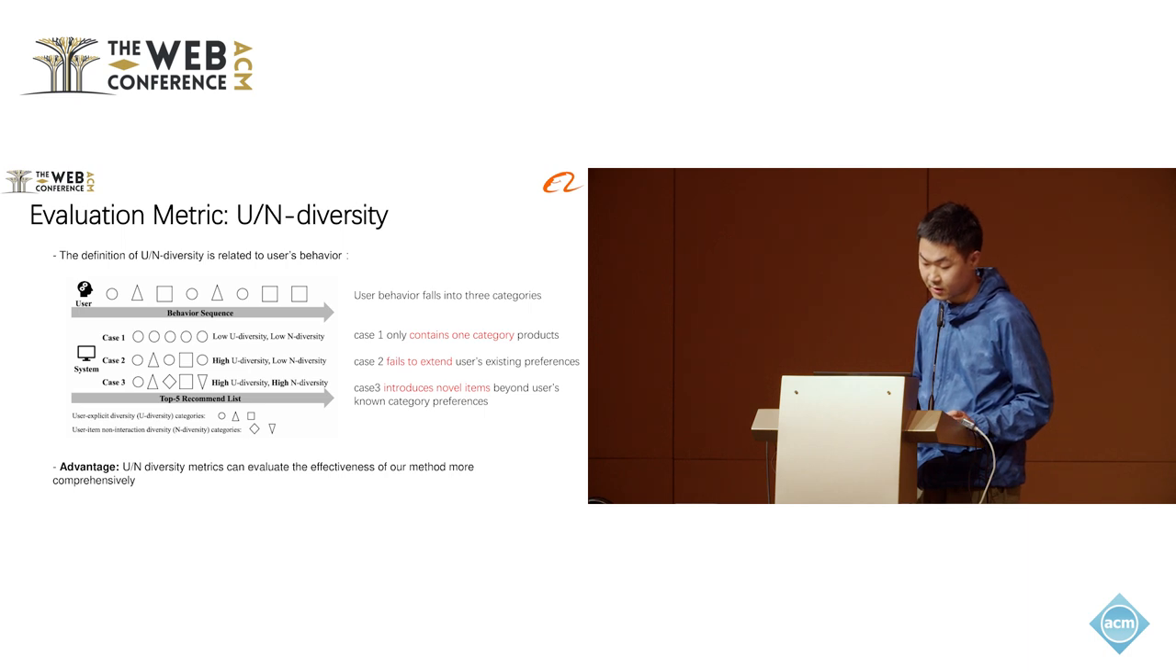And the case two recommendation list contains multiple categories, but it fails to extend the user's existing preference. And case three introduces items beyond the user's known category preference, so it achieves high U diversity and high N diversity. So the UN diversity can evaluate the effectiveness of a method more comprehensively between U and N. Those two are very important.